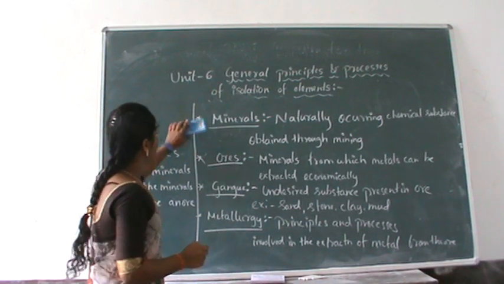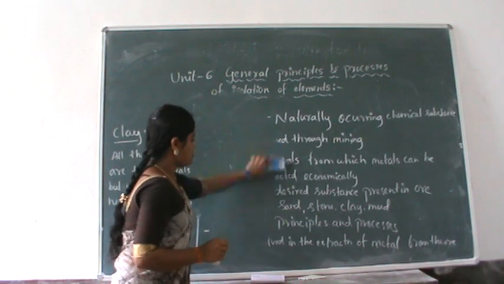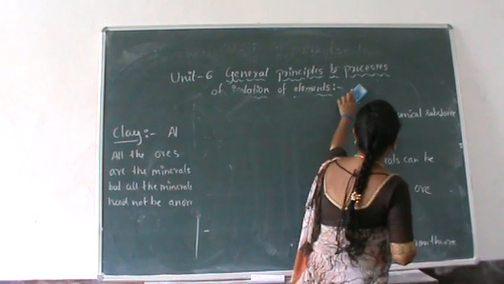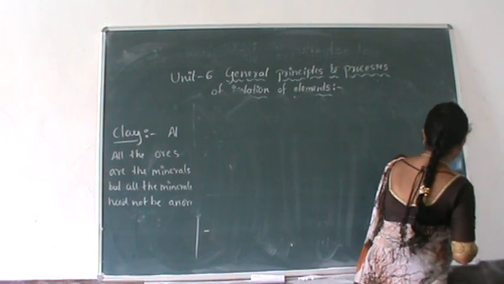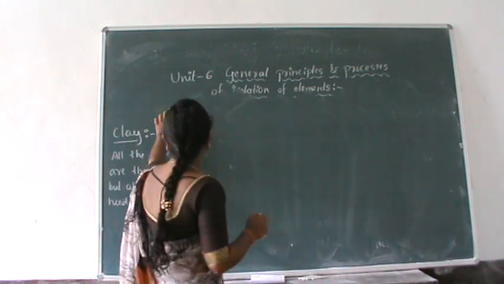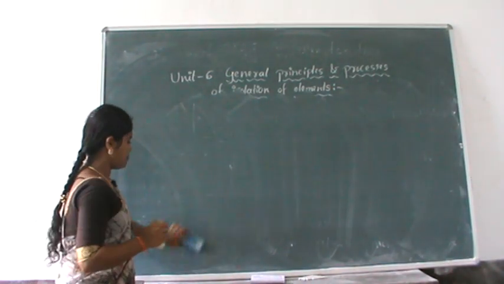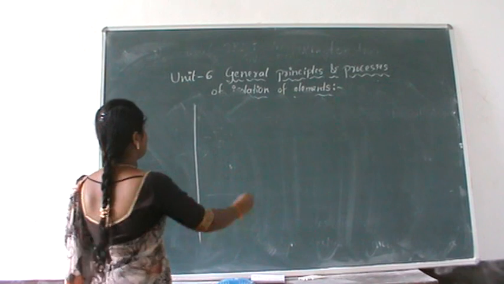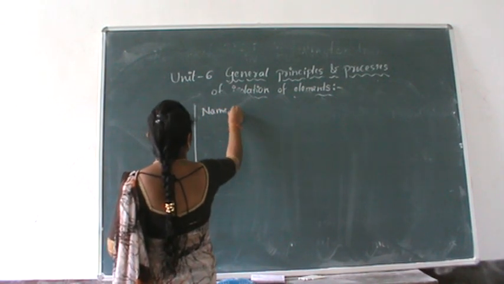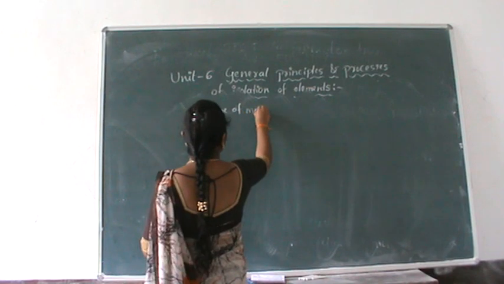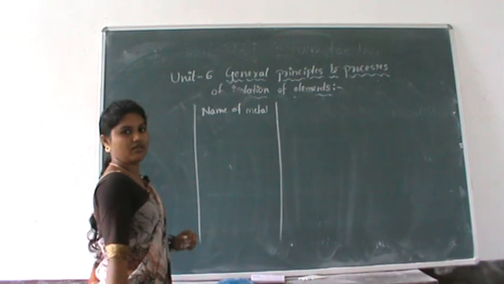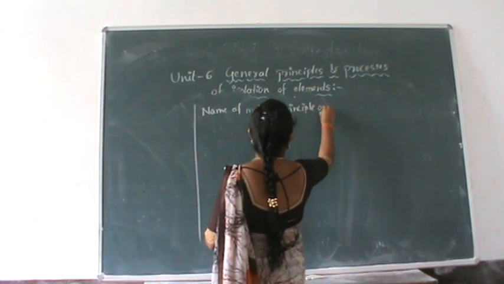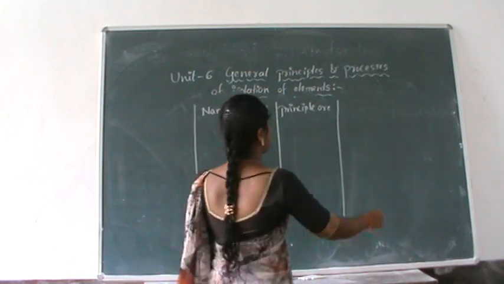Now I will go to the actual topic. Okay, the actual concept of this topic, that is some of the principal ores of the metal. Let us see which principal ores are there for metals. I will list one by one. First one is name of metal. Next column is principal ore, and last one is composition.